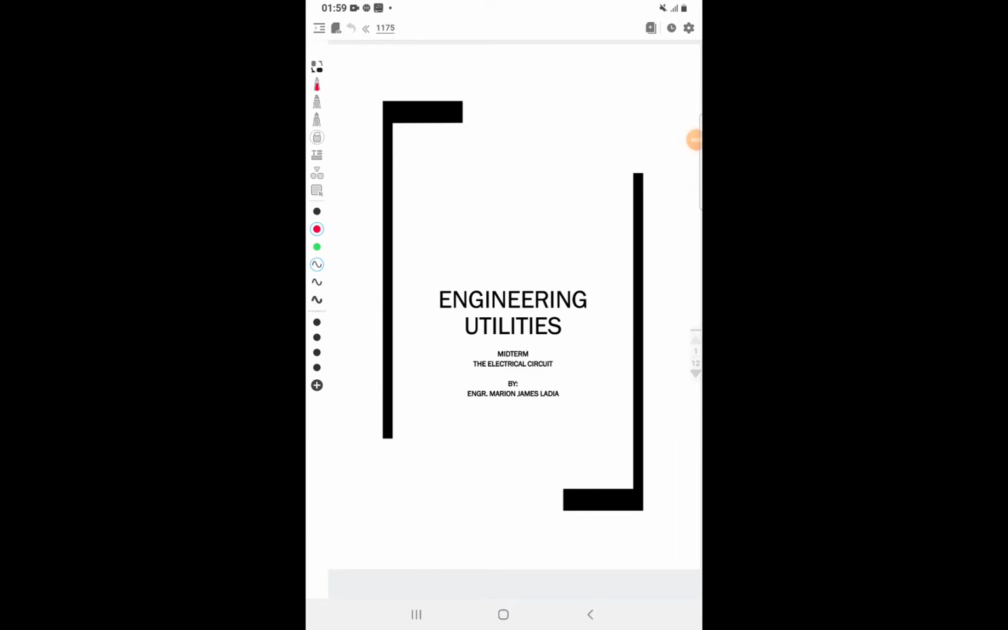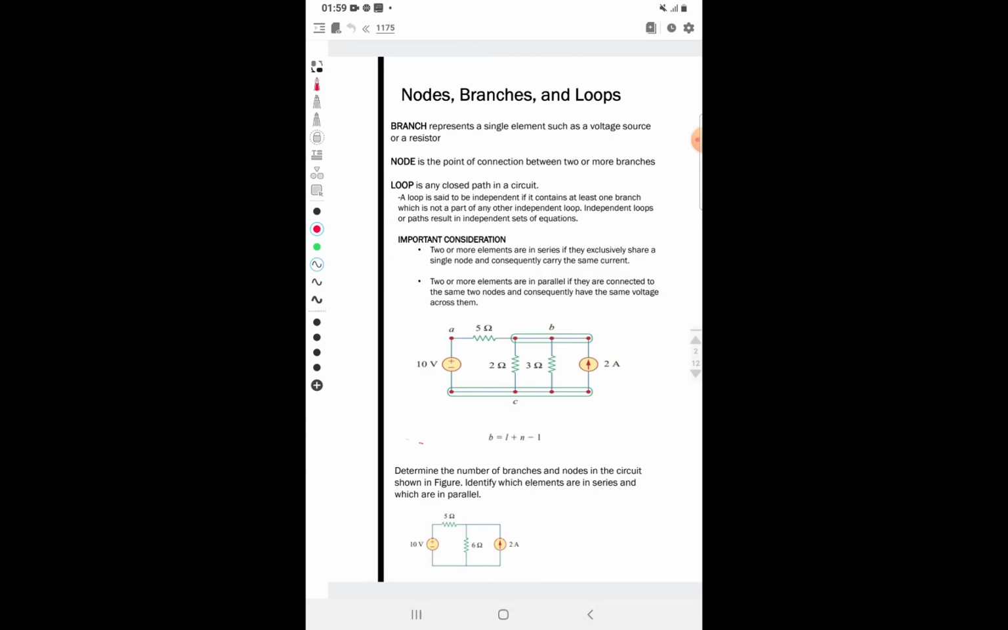Okay guys, our topic for today will be about nodes, branches, and loops. So last prelim, I presented our topic wherein I dissected the components of an electrical system, which are voltage, current, power, energy, and also resistance. So now, let's talk about nodes, branches, and loops. Okay? Since those nodes, branches, and loops are important parts of an electric circuit.